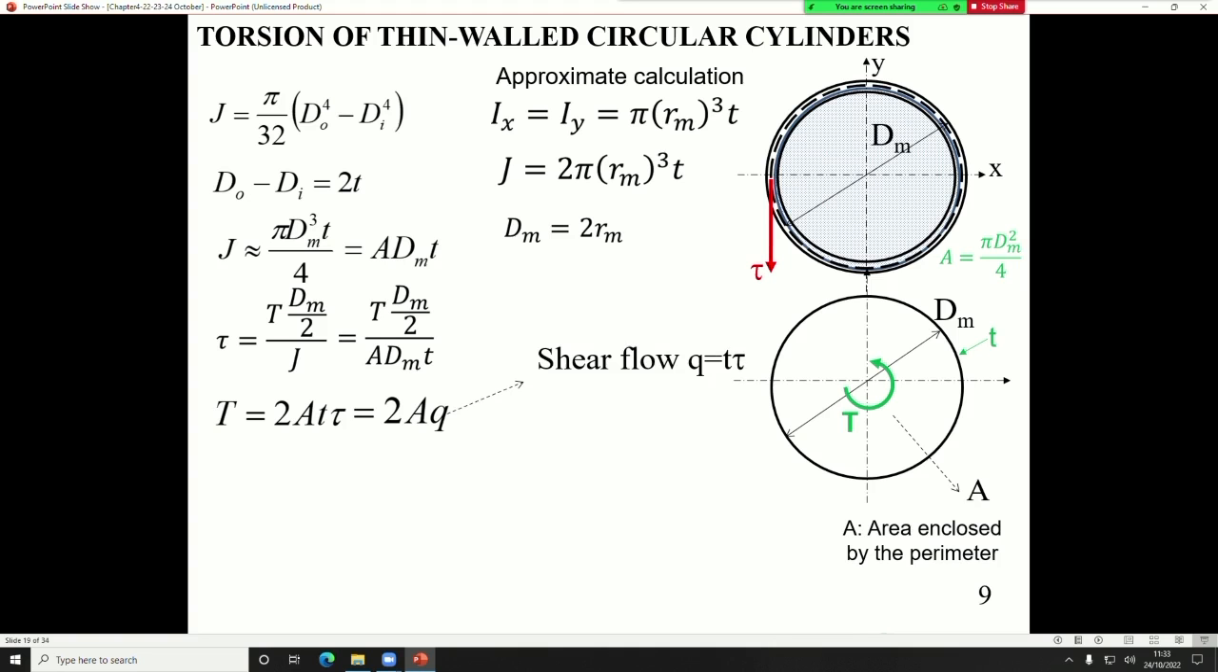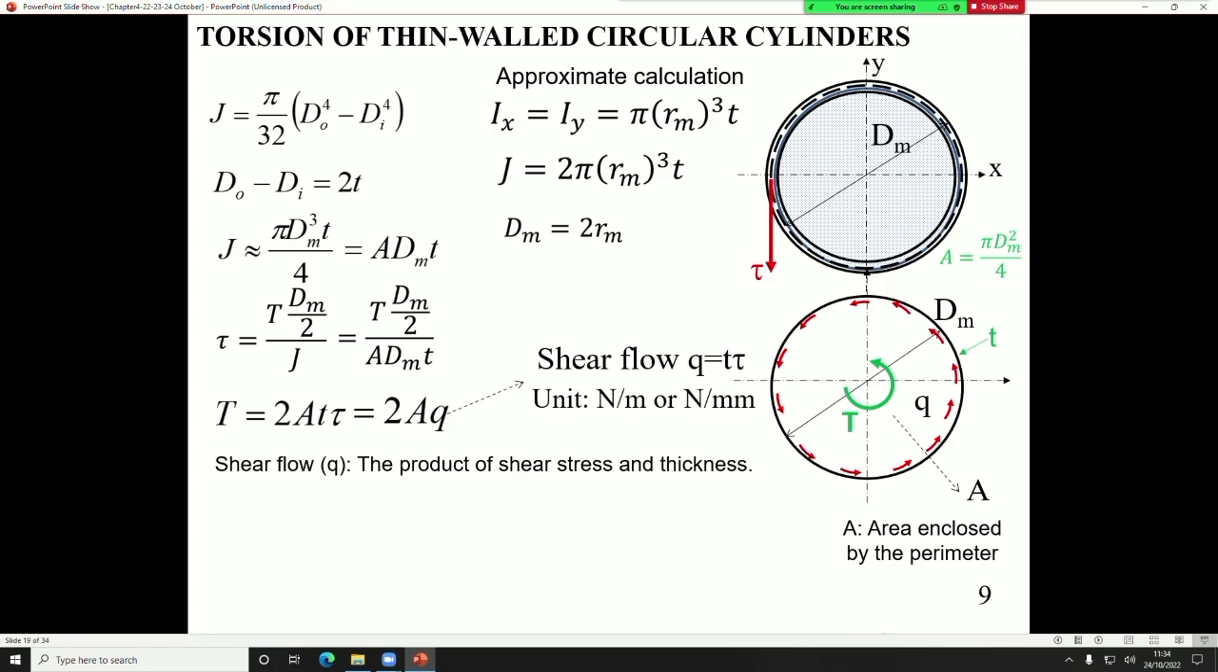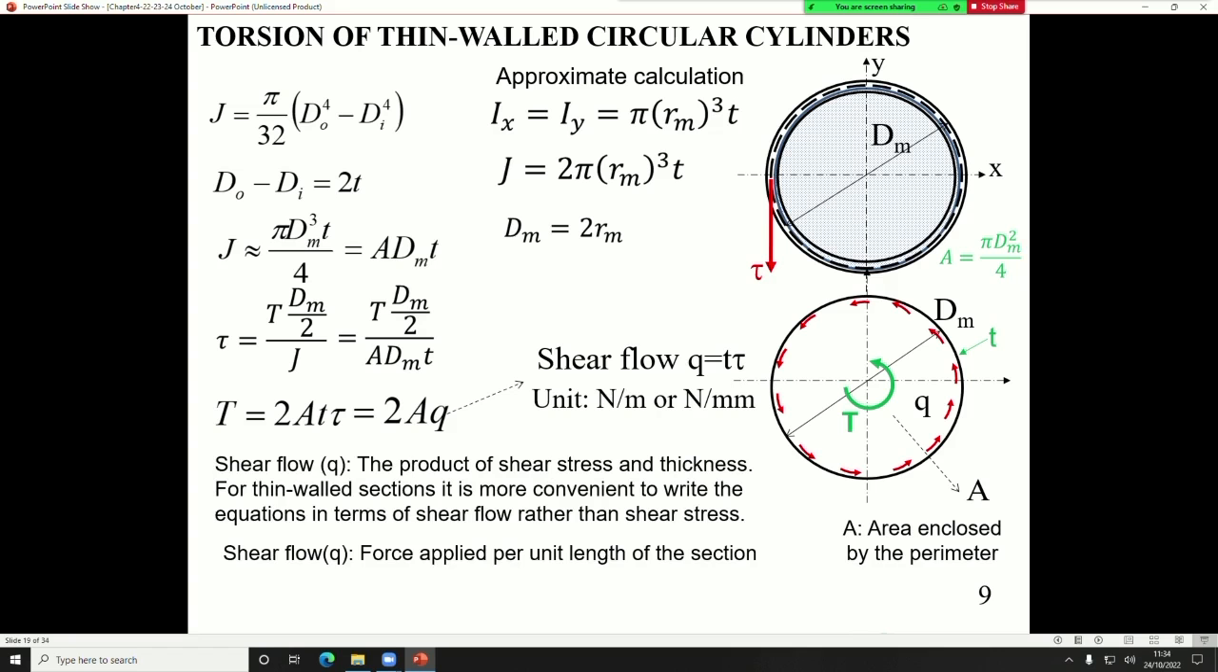Now for thin walled sections, it's more convenient to use a shear flow than shear stress. Because the section is very thin, it's better to use a shear flow, which is the force applied per unit length of the section. So if I was asking in the exam, what is Q? I would say, Q is the product of the shear stress and the thickness, or is the force applied per unit length of the section.